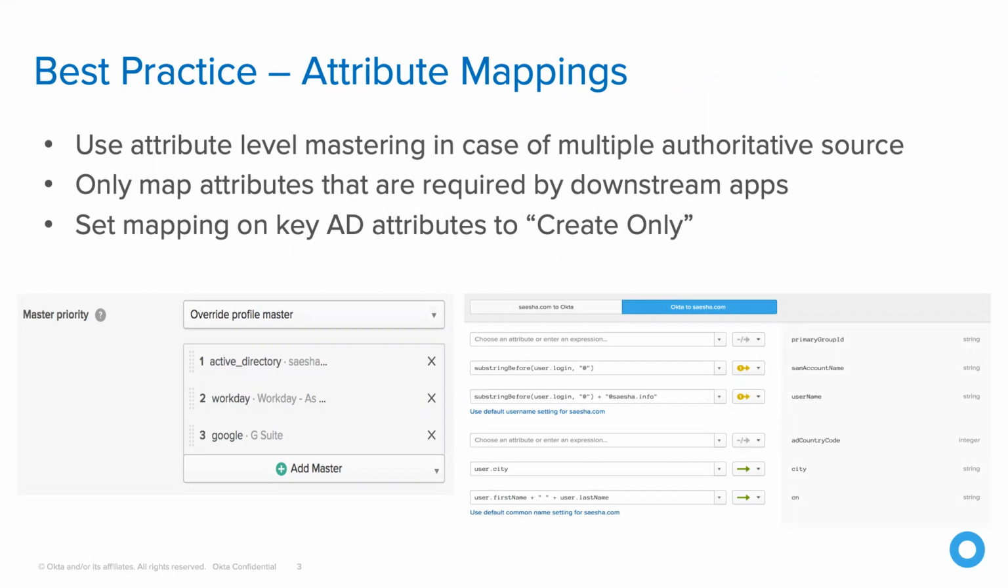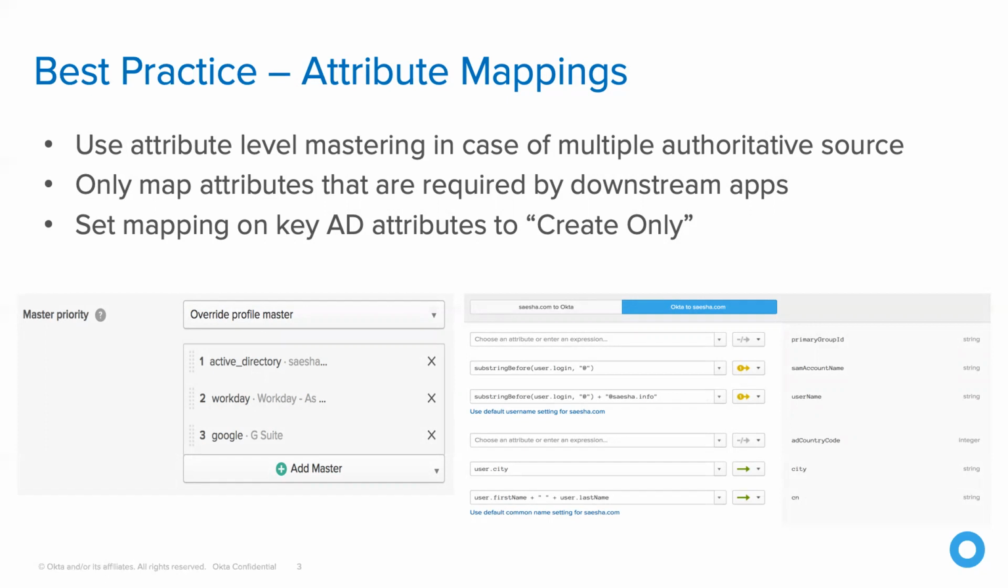Applications and directories can contain a lot of attributes, probably more than you need for your implementation. So we always recommend to only map the attributes that are required for your implementation in that downstream application. That way, you don't clutter up the user profiles more than you already have to. Now, if you have multiple authoritative sources, use Okta's attribute level mastering to ensure that the attributes are coming from the correct source of truth.